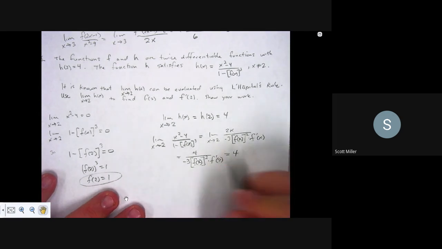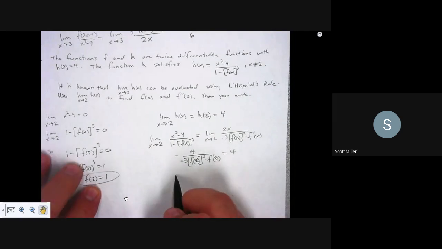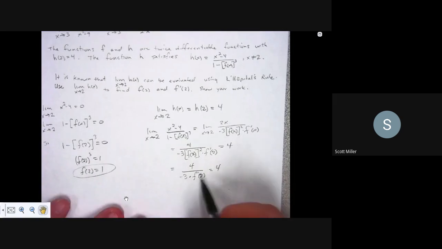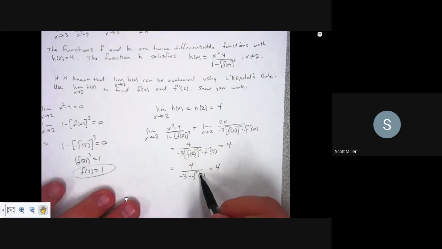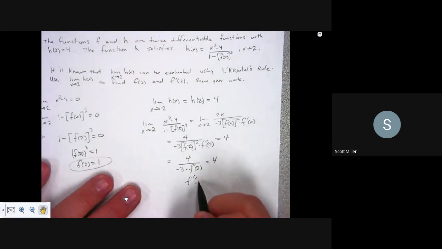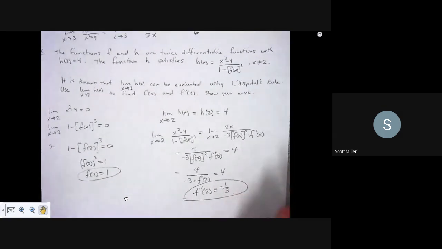Okay? We found f of 2 to be a 1. So now I have 4 over negative 3 times whatever f prime of 2 is. That's equal to 4. So I can now solve for f prime of 2 by multiplying both sides and getting everything cleaned up and moving things around. And by doing so, I'm going to get f prime of 2 is equal to negative 1/3. And so there you go. Using the information in a different way to solve different kinds of problems.